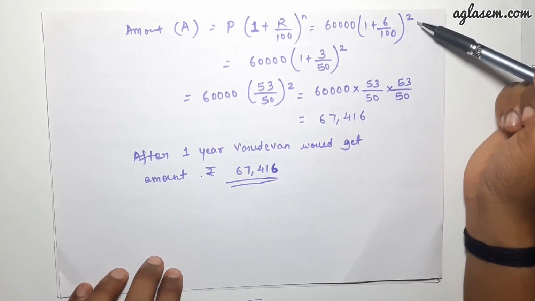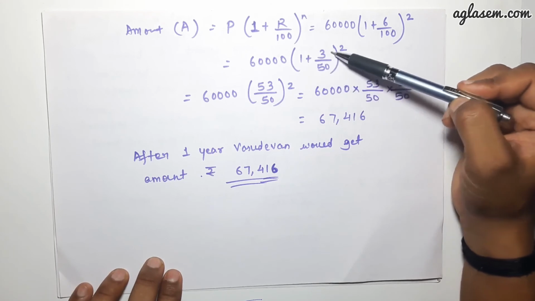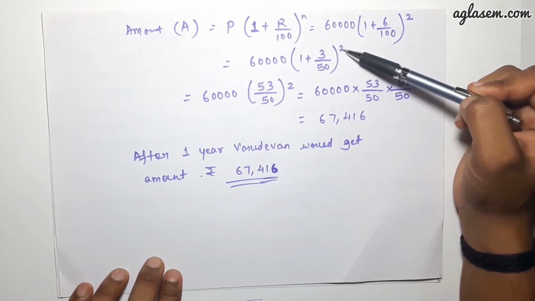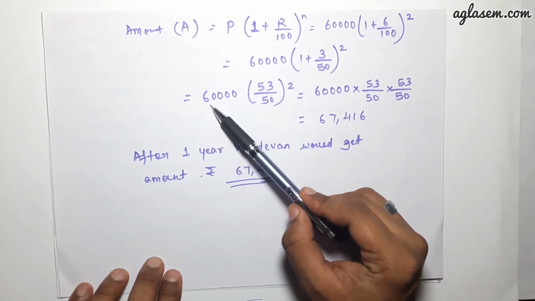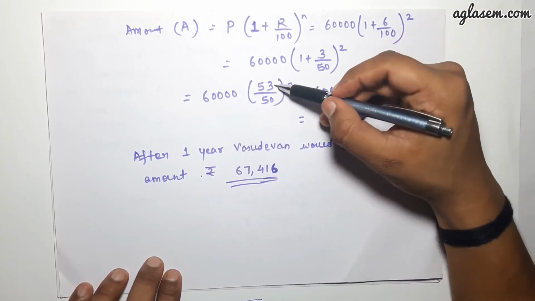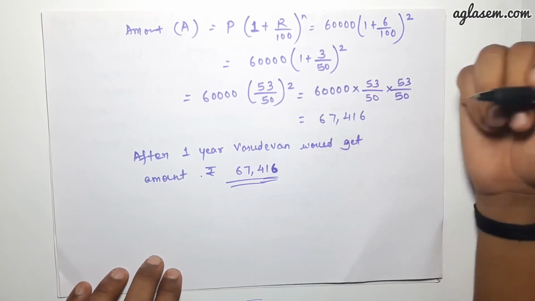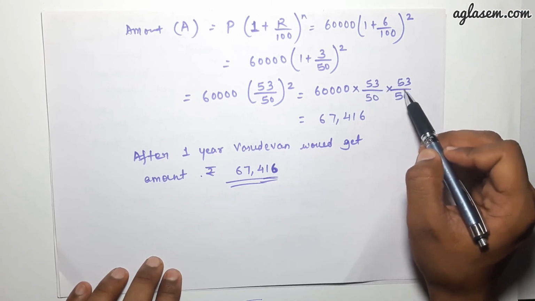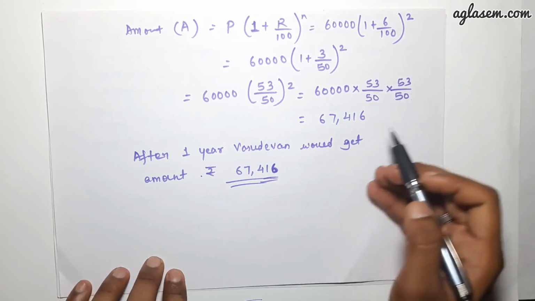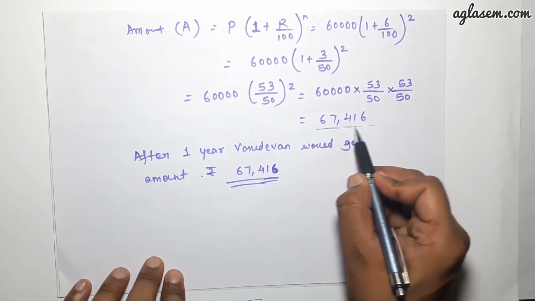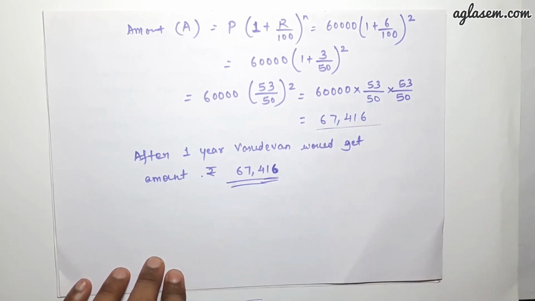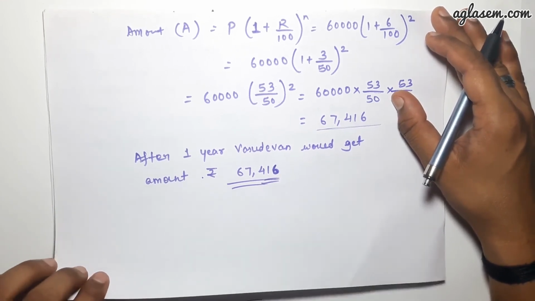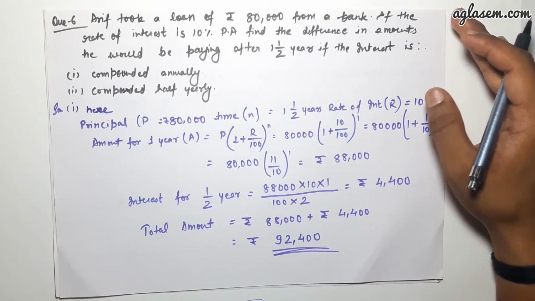Written again, it is equal to 60,000 (1 + 3/50)^2. After solving this, it equals 60,000 × (53/50)^2. So 60,000 into 53/50 into 53/50, we get the answer 67,416. After 1 year, Vasudev would get amount rupees 67,416. For this video, this is the last question.